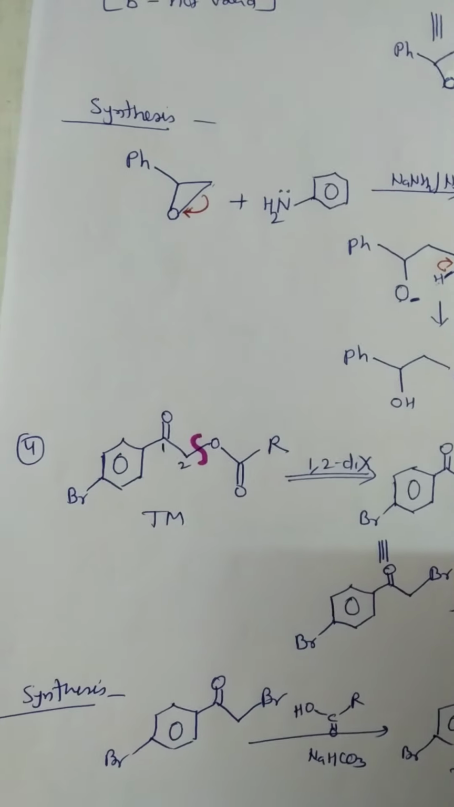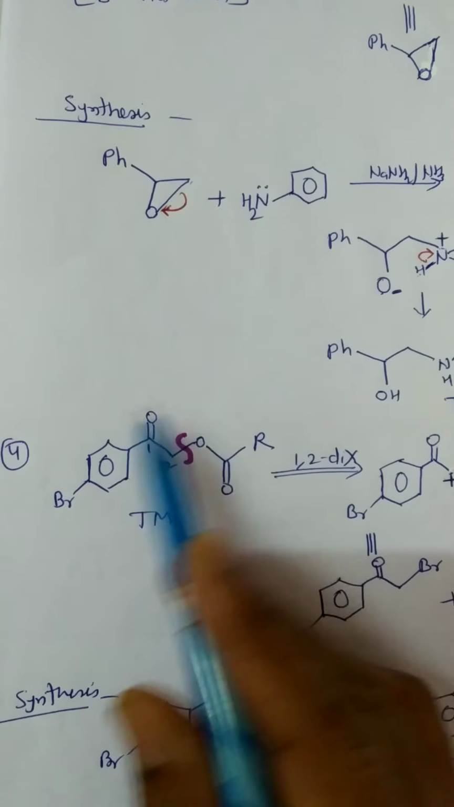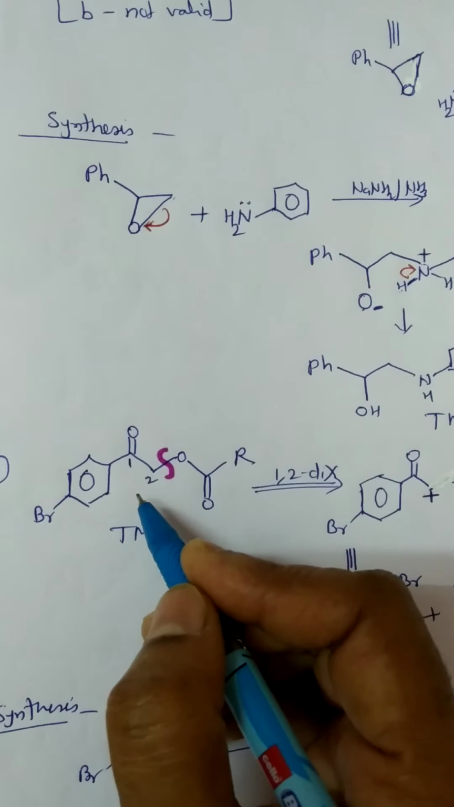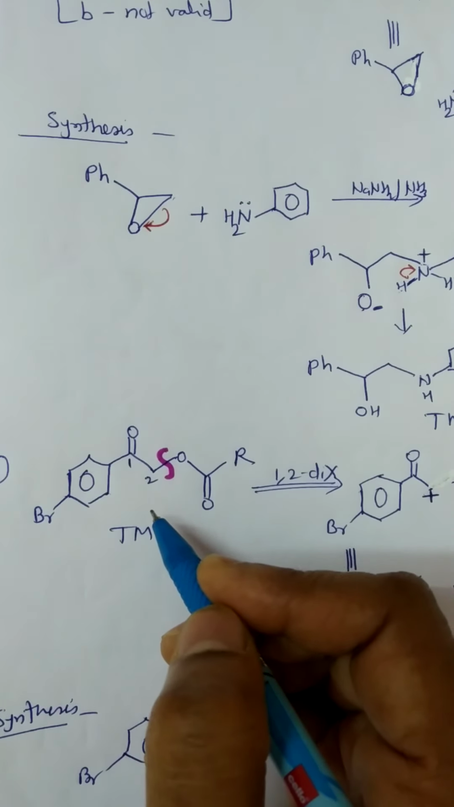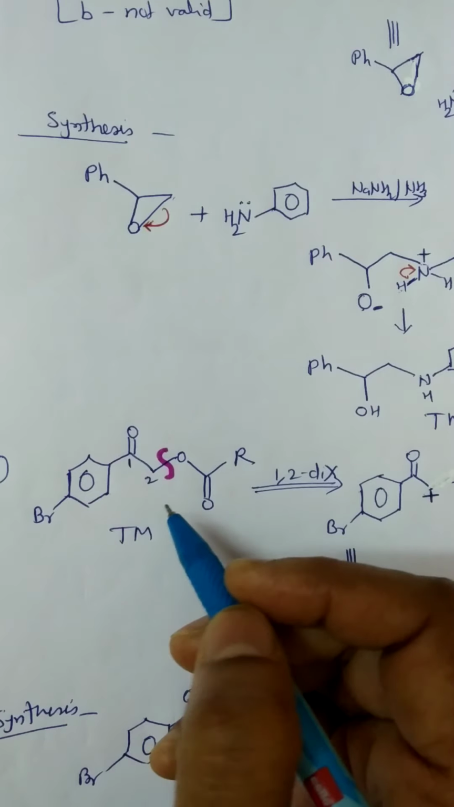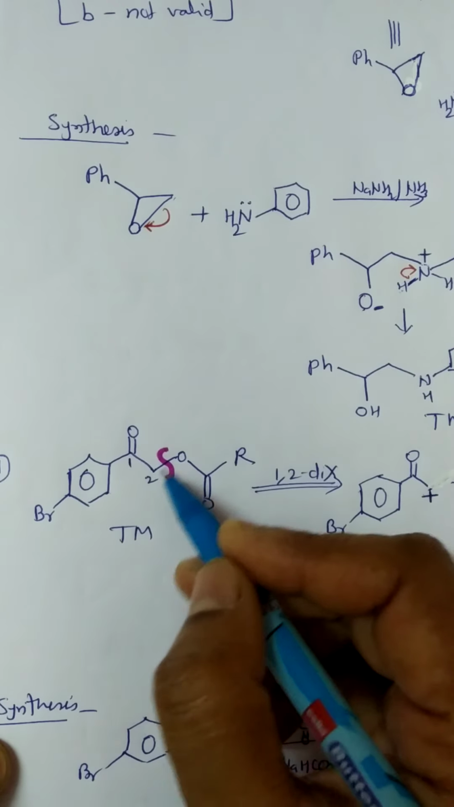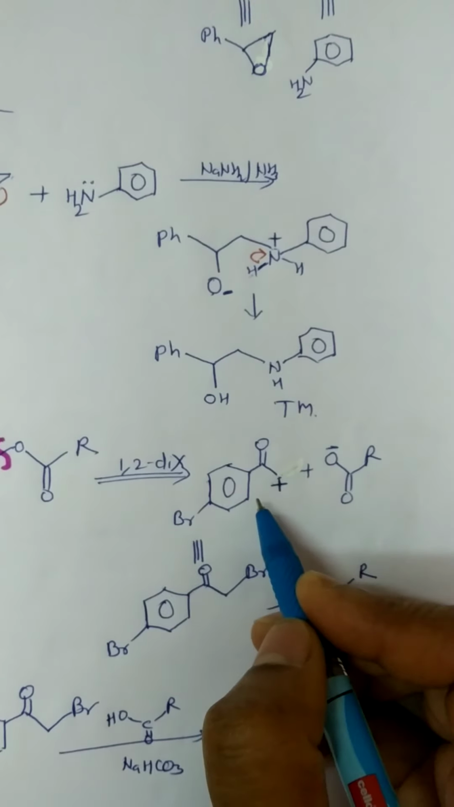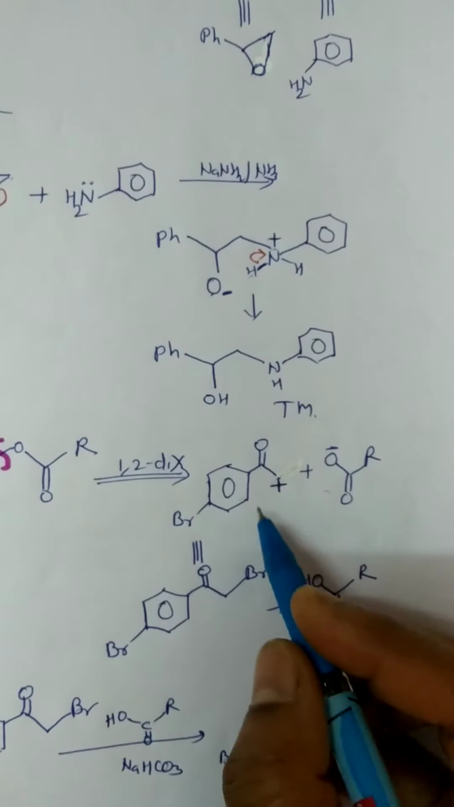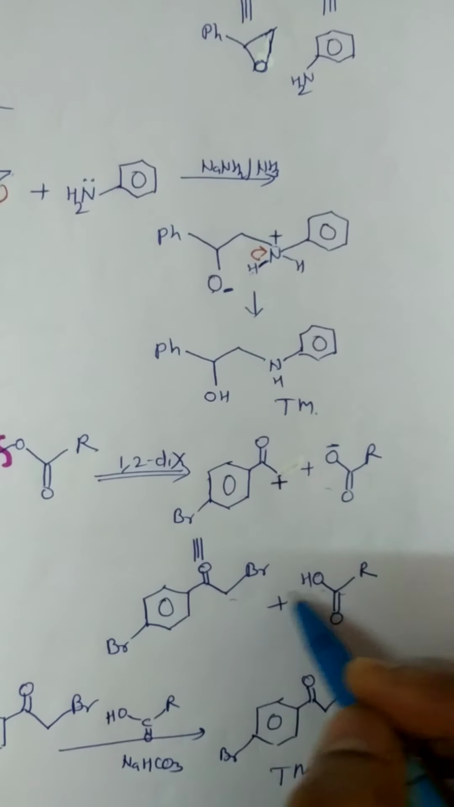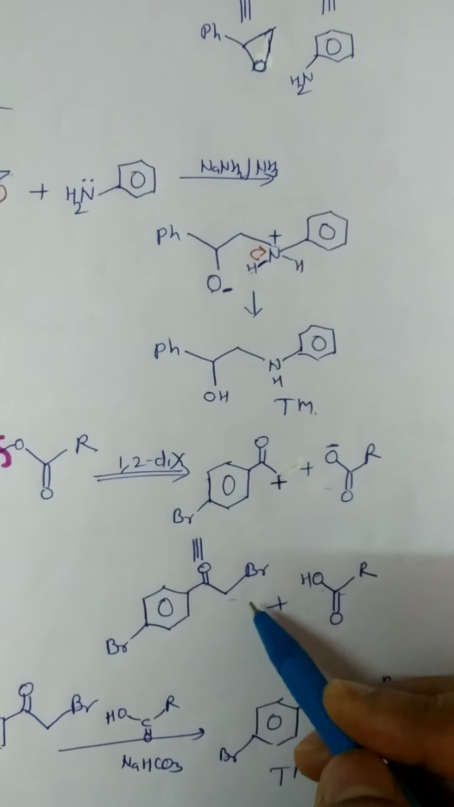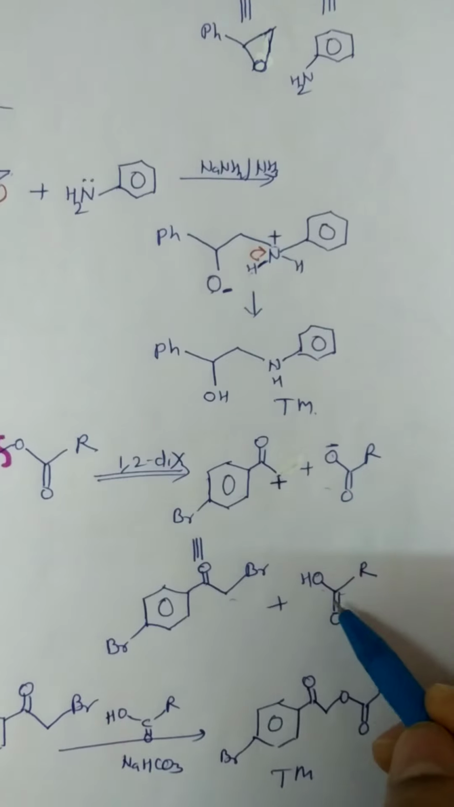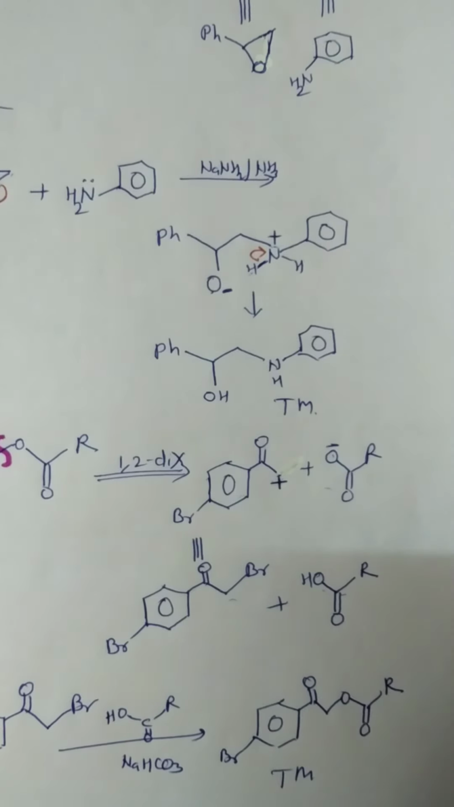Another example we can take here. This is another example where the 1,2 disconnection can take place. Here this is position 1 and this is position 2, and after position 2 we disconnect the compound, and we obtain these two synthons, and these are the synthetic equivalents, by adding negative parts to the positive synthon, and by adding positive parts to the negative synthon.